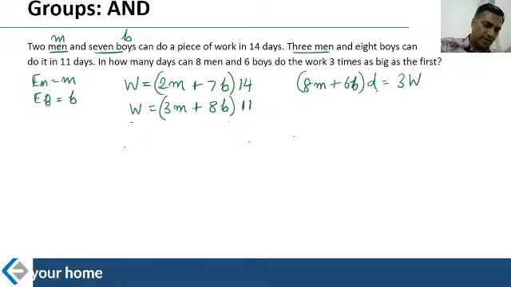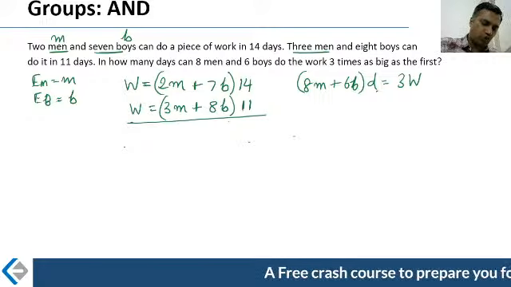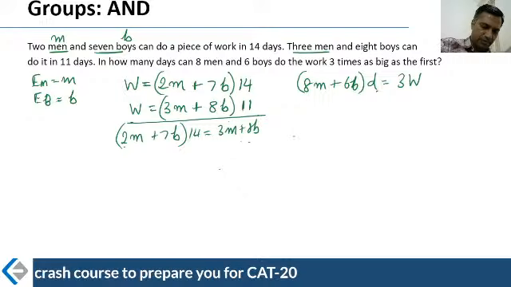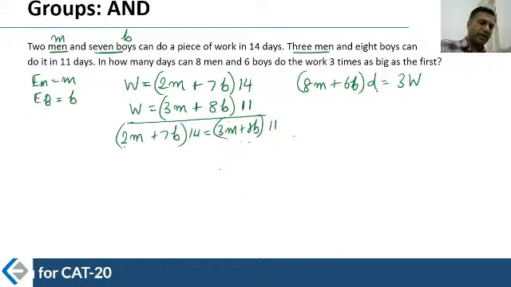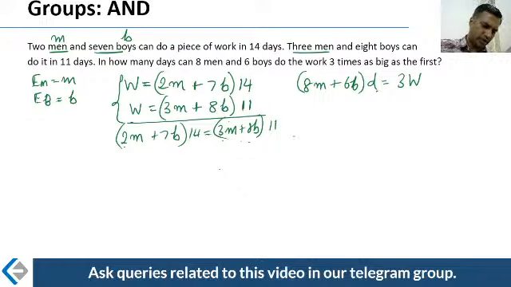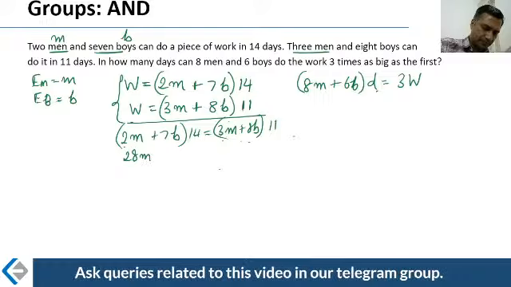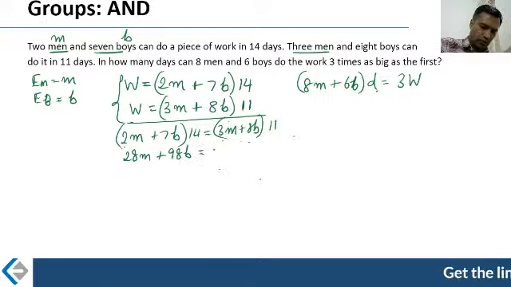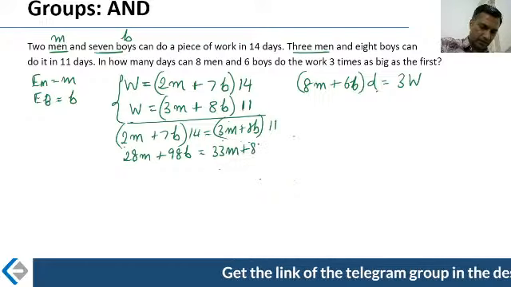Good. Okay, first let's go here. Both are proportional as well as equal, right? Equate them, which means you can say that (2m plus 7b) times 14 is also equal to (3m plus 8b) times 11. What did I do? Because the work is the same, either you can divide them and write it as a ratio, or you can equate them. It's just another way of mathematical expression. So therefore 28m plus 98b is equal to 33m plus 88b.